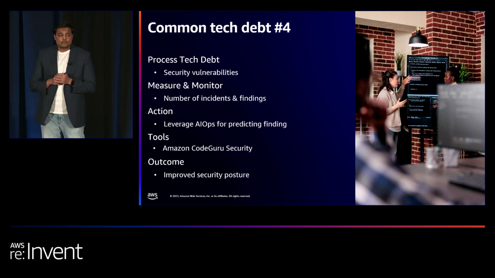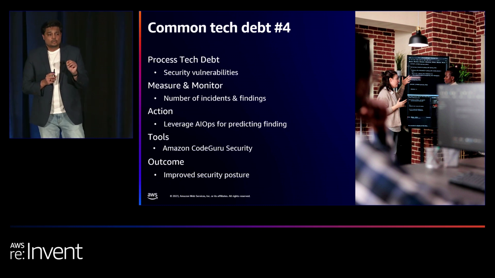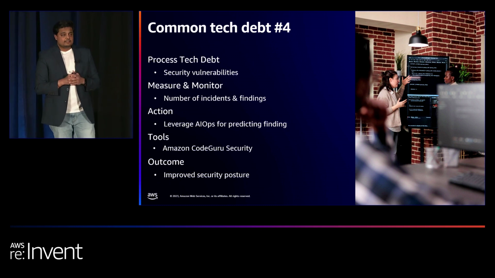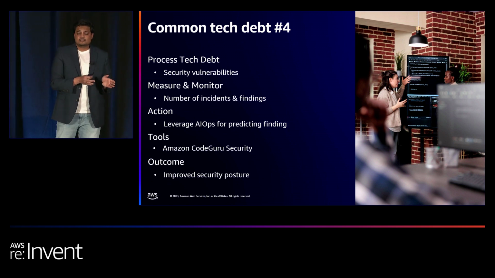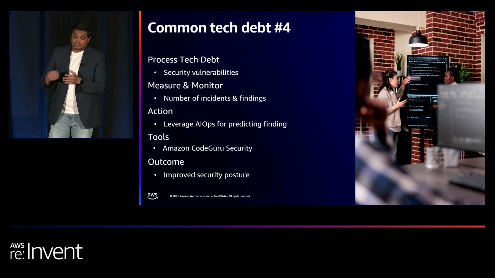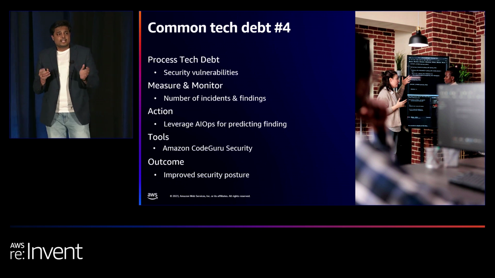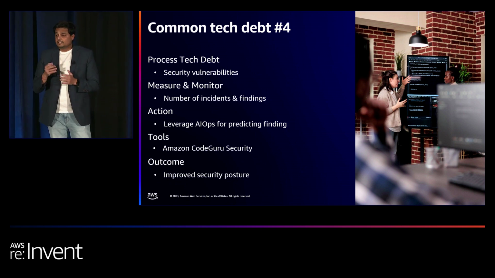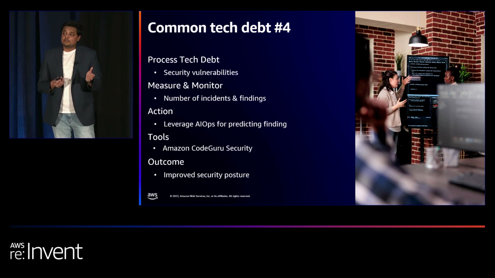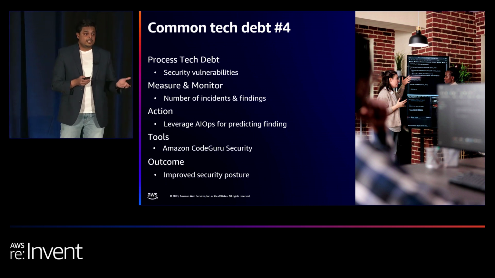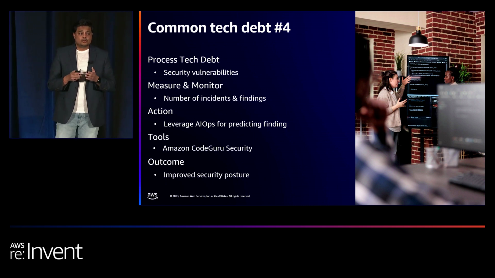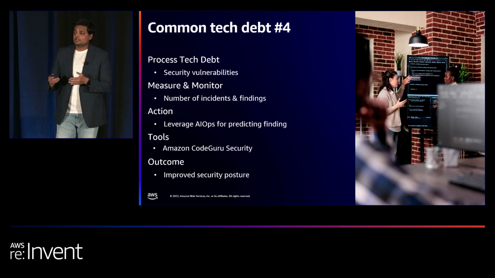Amazon Code Guru Security identifies code vulnerabilities during the development lifecycle itself, before it actually goes into production. So wouldn't it be nice to have a tool that detects vulnerabilities and at the same time suggests what's the remediation for that vulnerability? So it is reducing that additional overhead that your teams have.